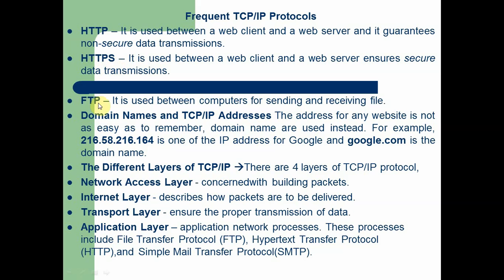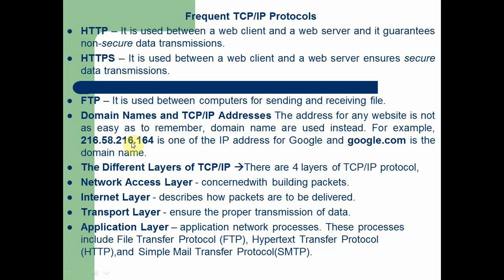Next one is domain names and TCP/IP addresses. The address for any website is not easy to remember, so all the names are converted into many digits. The domain names are identified by unique numbers, like this number, which is one of the IP addresses for google.com. So the google.com web page can be accessed with this name, but technically it is referred to with this number. For the same page, there are many different IP addresses for different countries. So we cannot remember these numbers for every web page.